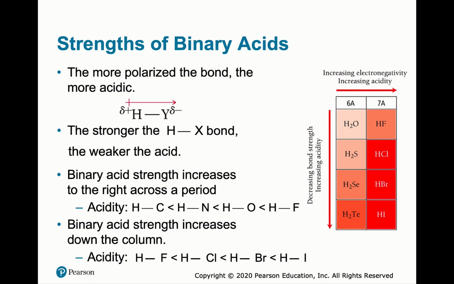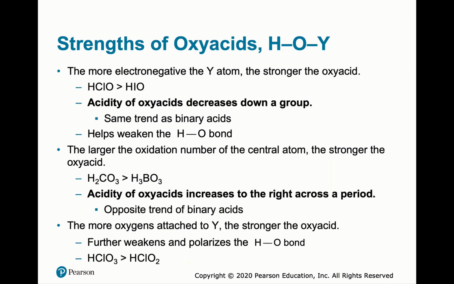So for binary acids, the stronger the bond with the hydrogen, the weaker the acid. So the stronger the bond is, the weaker the acid, or the weaker the bond, the stronger the acid. And there is the general trend going there.